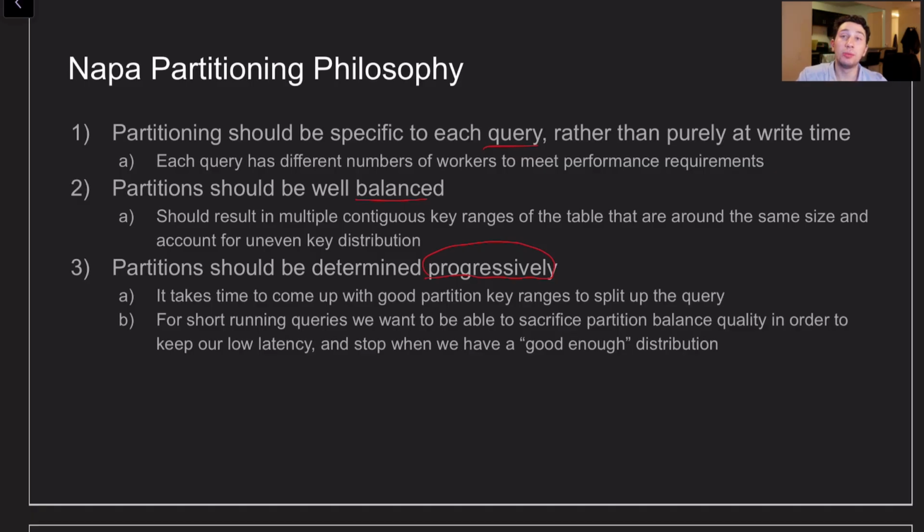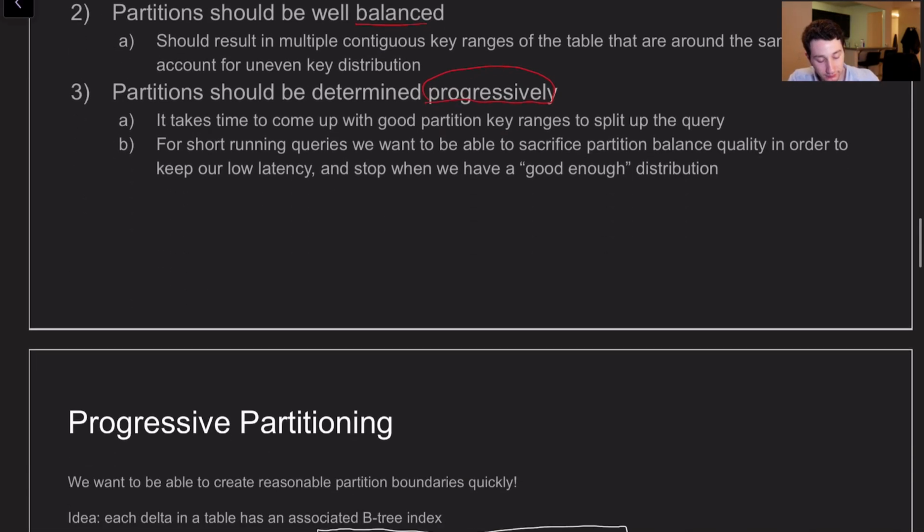For queries that can run longer, but we want to be more efficient, like a big batch job, we can take a while to do the partitioning calculation, and then we can have very, very exact, almost even partitions, which makes our query more efficient in terms of resources used per worker. So this kind of progressive partitioning allows us to handle both low latency and longer running batch jobs at the same time.